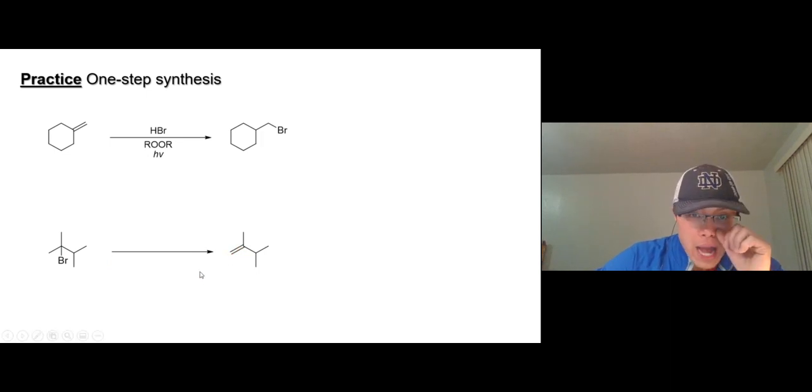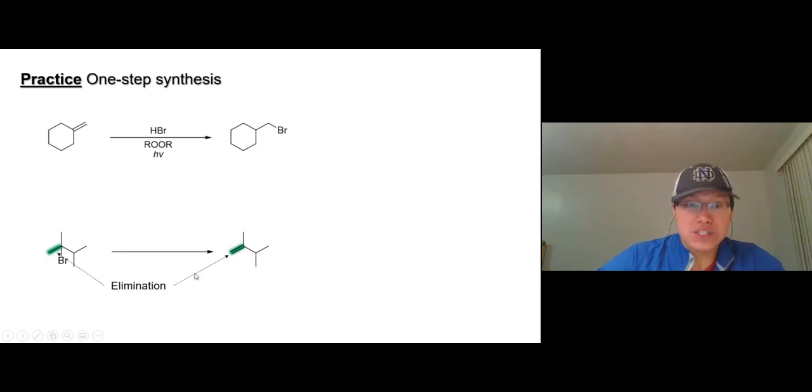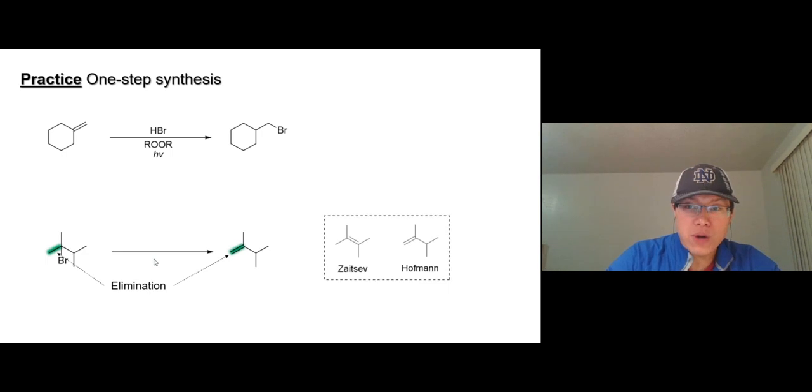Now, how do you eliminate them though? Well, what base are you gonna use? Elimination requires a base. You can do E2 here. Don't do E1, because E1 competes with SN1. So we're gonna do E2 here. If you do E2, you've got two options. Either go Zaitsev or Hofmann. Hofmann goes to the less substituted alkene.